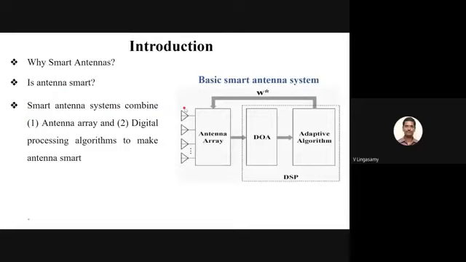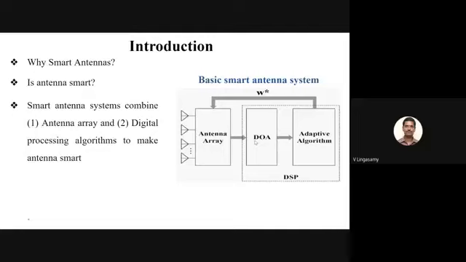And the basic smart antenna system, how it looks like is, for example, you will have an antenna array. It either receives the signal or transmits the signal, and it is fed to the DOA, direction of arrival algorithm. Direction of arrival is basically estimated over here. In order to make the antenna smart, a simple example in 5G: we have several methods called CSI-RS based beamforming techniques, channel state information reference signal based, Type 1, Type 2. If you Google it, you will come to know.